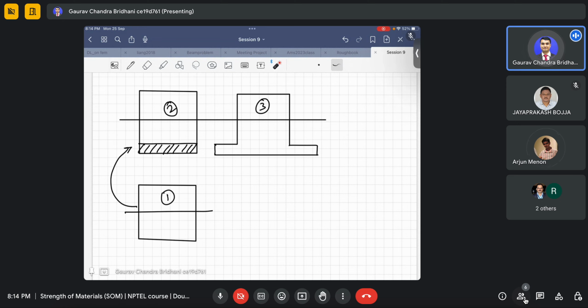Because I am not changing anything, I am just removing some material of a different kind and putting in material of the same kind, with an extra width, that is all.